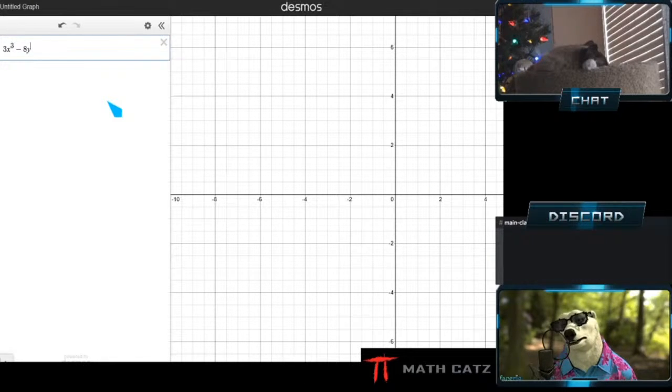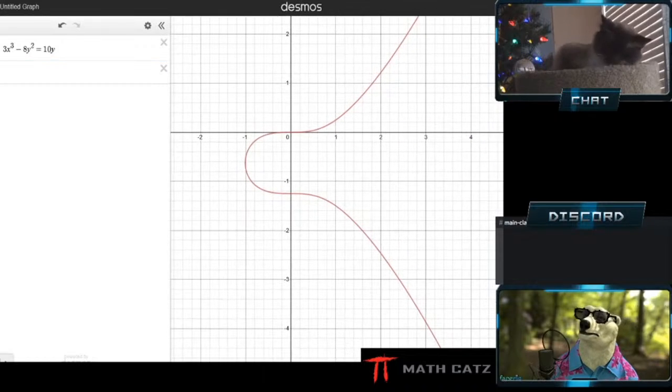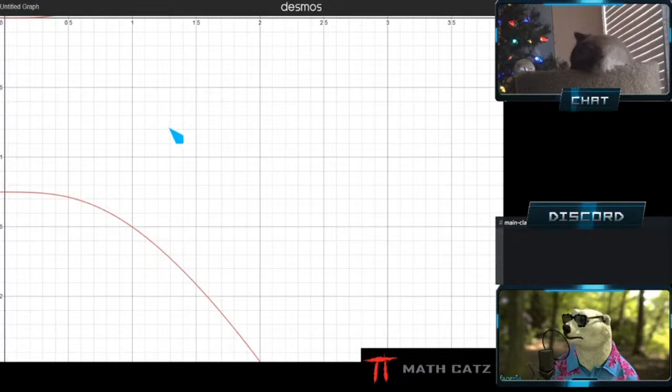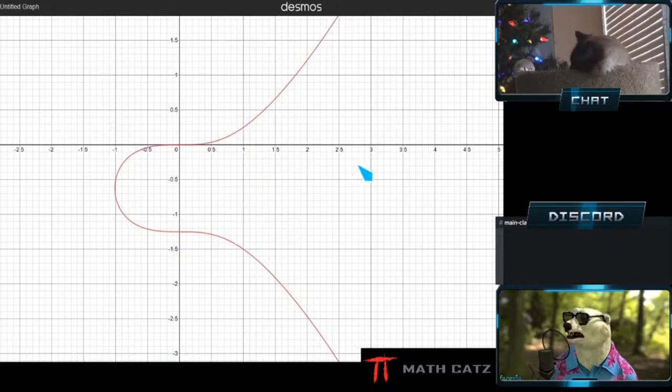8y squared equal to 10y. Now go. And you see, let's see if I can zoom in here and make it pretty. Let's get rid of that. Whoopsie, now I'm too zoomed in. There we go. That looks pretty good. See, that's some weird graph shape that I didn't know. That's okay. It's a nice smooth graph.